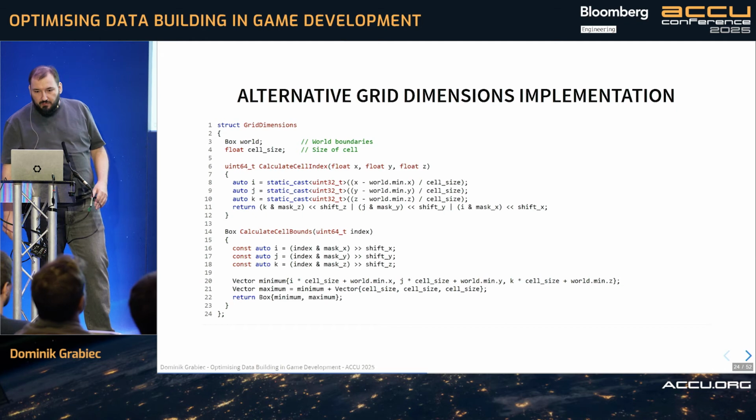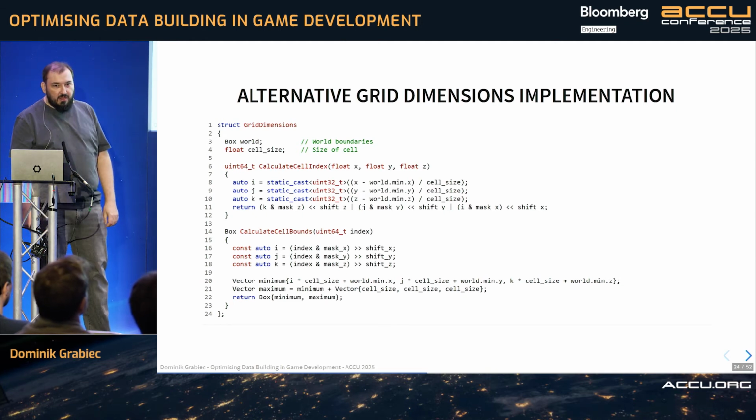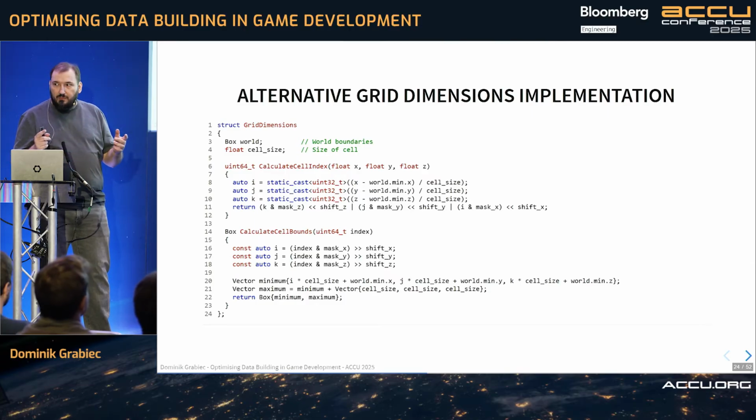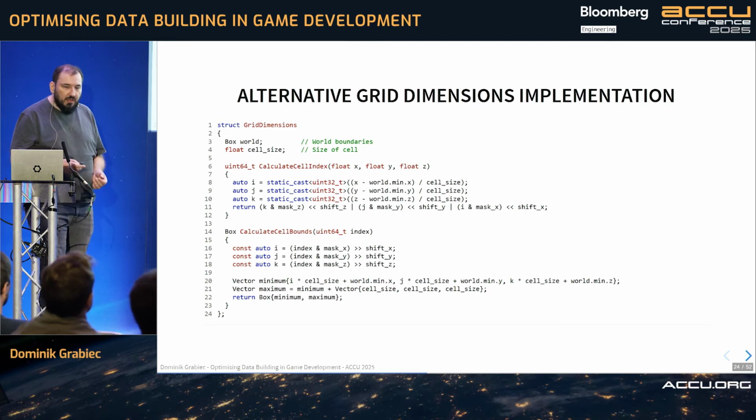Alternatively, you can just do the simpler thing, which is just bit packing. And this works if you have 10, 16, or even up to 21 bits per axis for the number of cells. So you can store quite a large world in it. 21 bits, almost 16 million on each axis. I think you'll be able to store it quite easily.